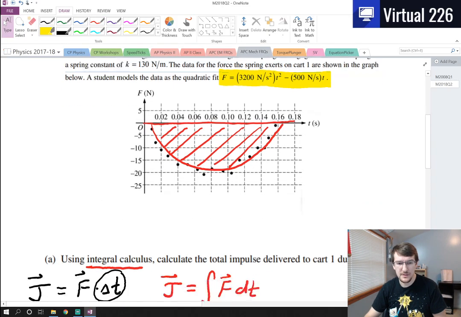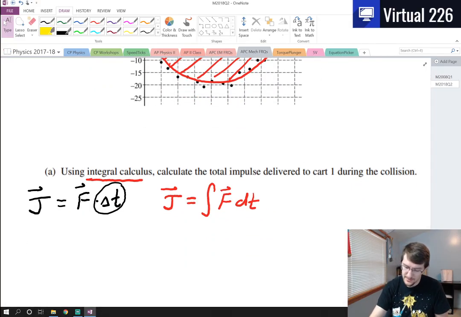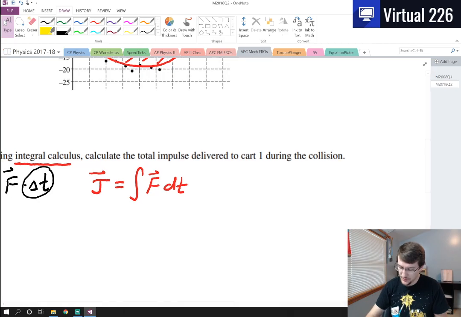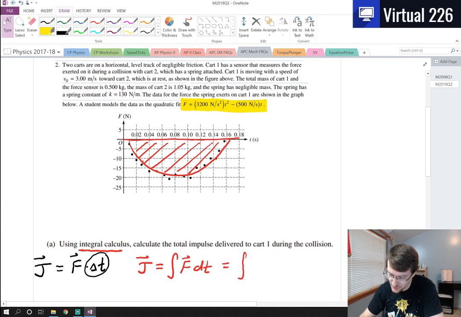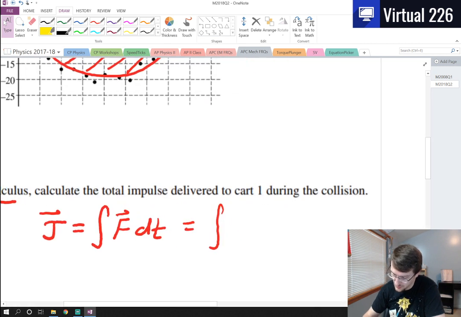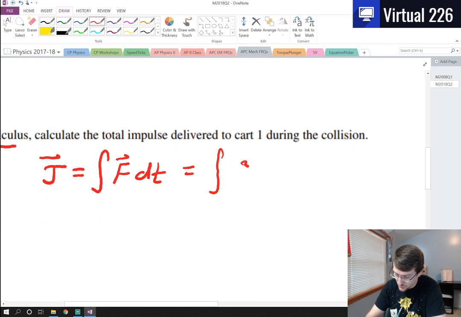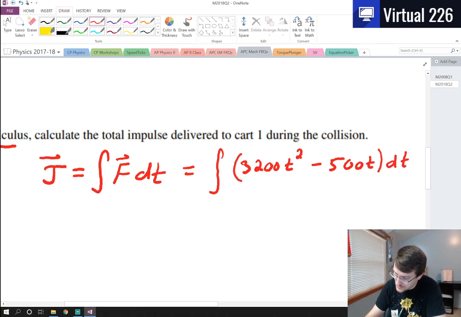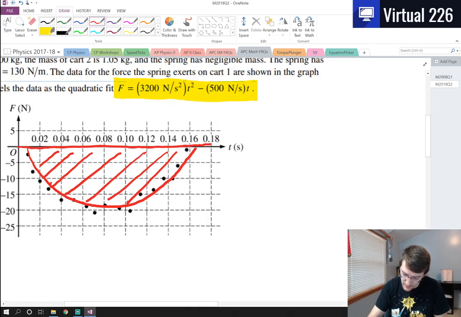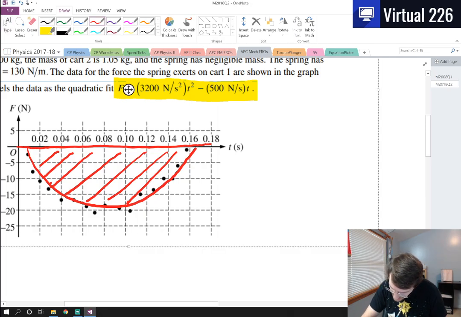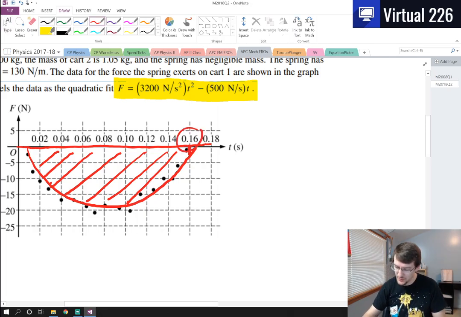To set up this integral, we want the force as time is ticking on. So let's put in our equation for the force. The student actually plotted that for us and has this value here: 3,200 t squared minus 500 t. So our force equation is going to be 3,200 t squared minus 500 t, dt. And let's see how long this is going for. It's going from a time of 0 to probably right about here, which is about 0.16 seconds.